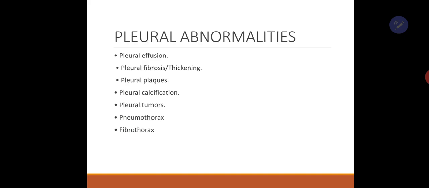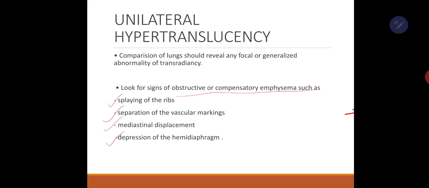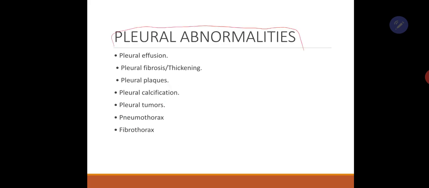We discussed some very important conditions and very important signs. Now let's move on to the next heading, that is pleural abnormality. Until now we were talking about lung parenchymal diseases. Now let's see about pleural abnormality.